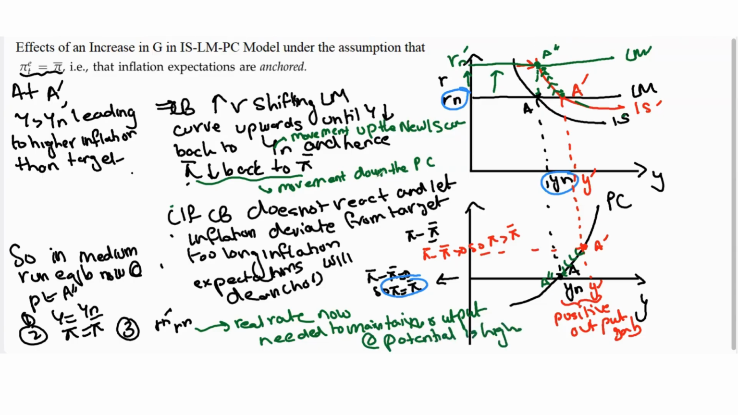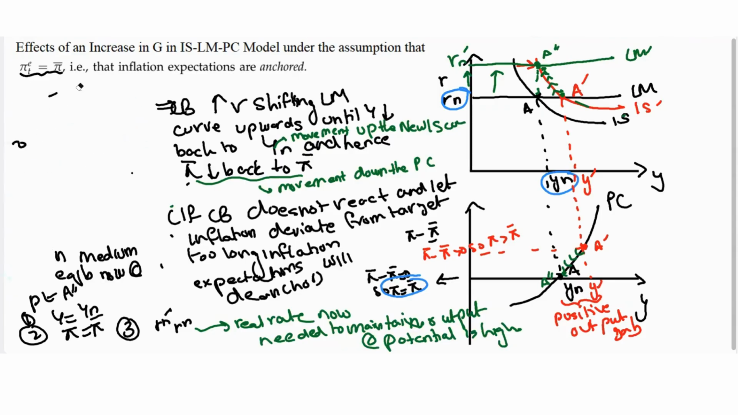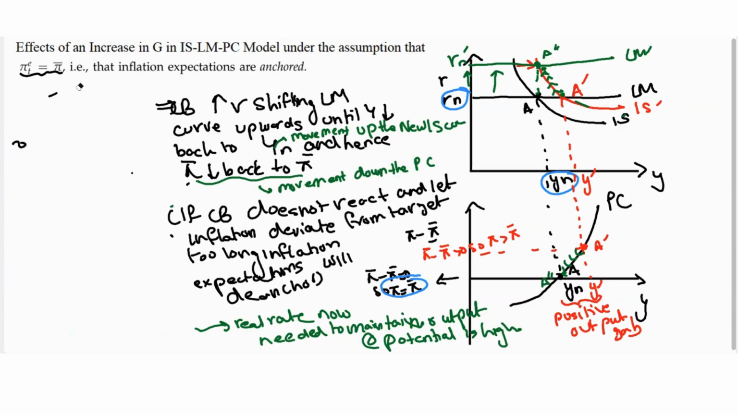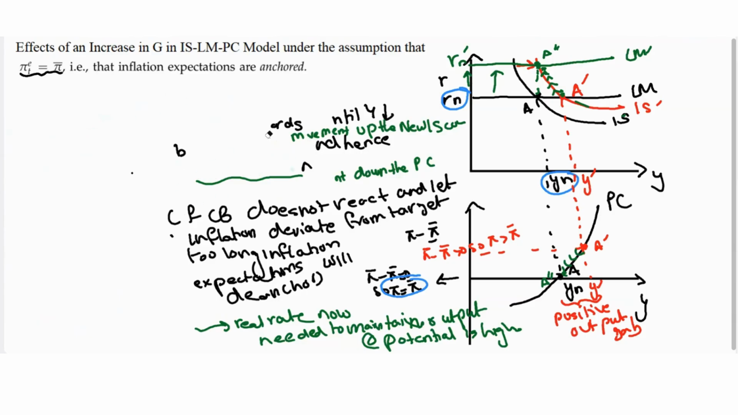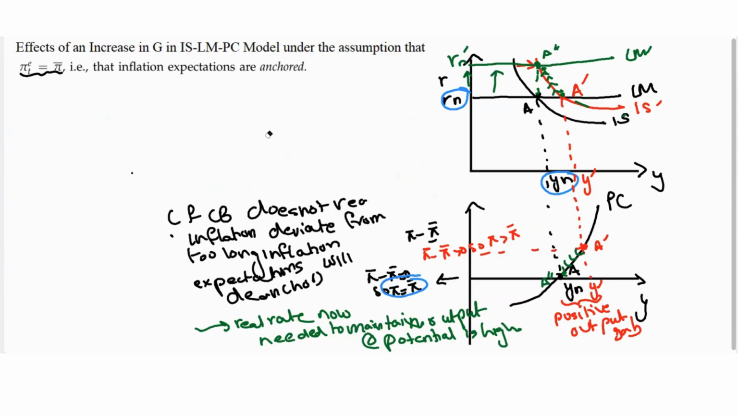If I were to just summarize this quickly now, let me erase this. What we've looked at over here: we started at point A, where we were assuming the economy was initially in medium-run equilibrium. Then G increased, the IS curve shifted to the right. We moved to A prime, where output increased above potential, and hence inflation increased above target. As a result, the central bank will respond and increase the real interest rate, so that the LM curve shifts upwards until output reduces back to Yn.